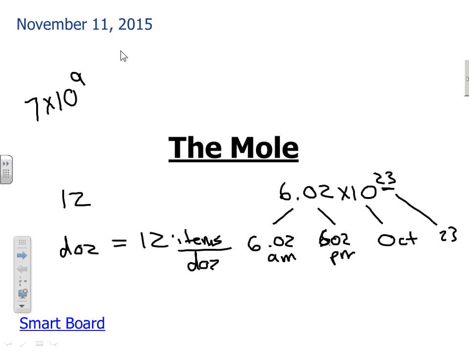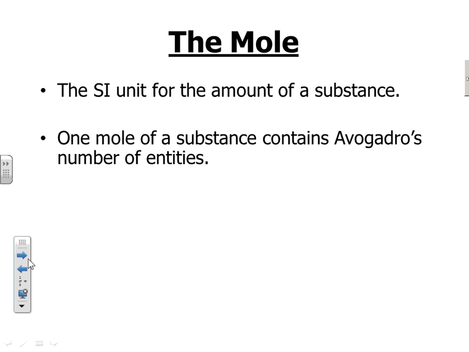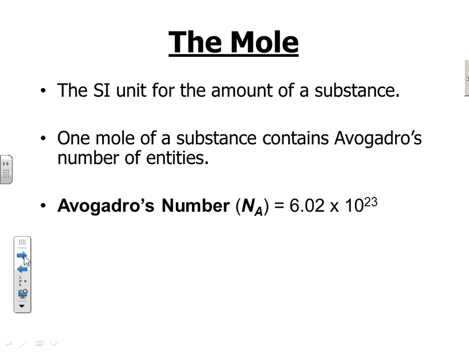All right. So what's the mole? It's a really big number. You don't need to write that down again. You can write down this: it is the SI unit for the amount of substance. SI means it's the metric unit. I can measure length in meters, and I can measure mass in grams, and we measure counting things in moles. All right? 1 mole of a substance contains Avogadro's number of entities. Avogadro's number is this number that I just told you.